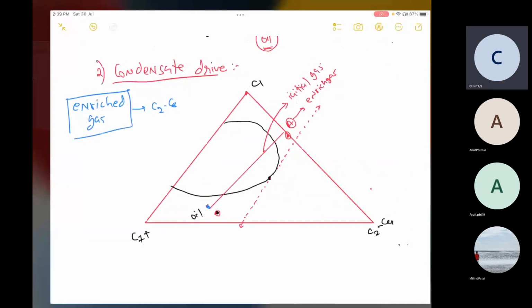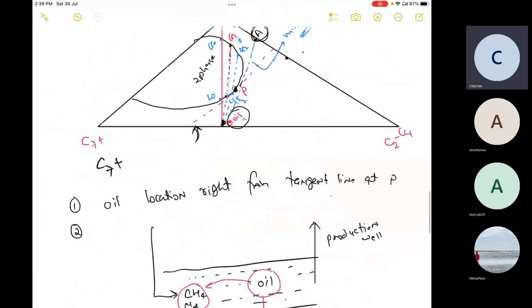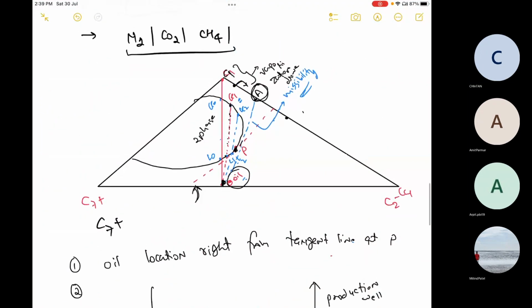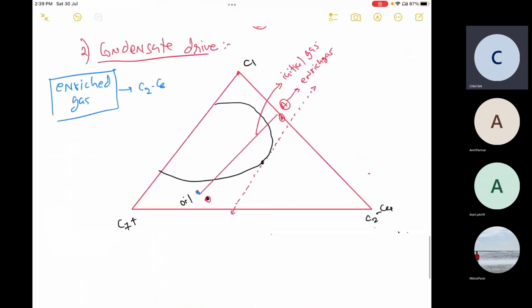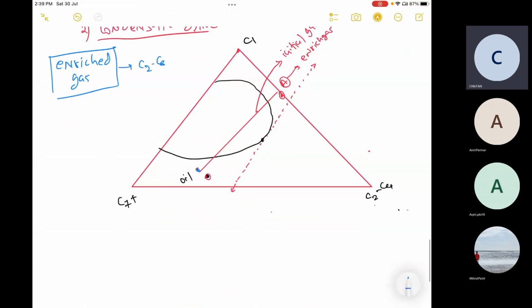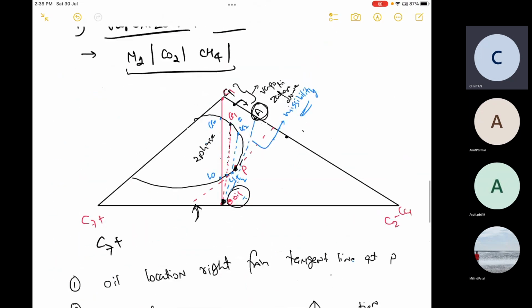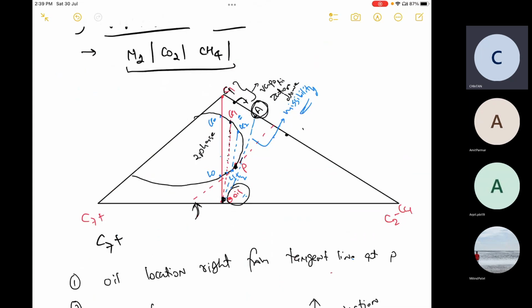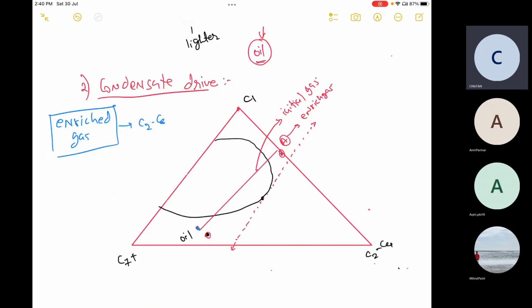Okay guys, we can continue. What will happen here? This process is entirely the reverse of that. Whatever I'm injecting, this enriched component will start to condense. In the above case, what we observed is that the lighter components from the oil started to vaporize and went toward miscibility. In this case, whatever we are injecting, this enriched gas will start to condense.